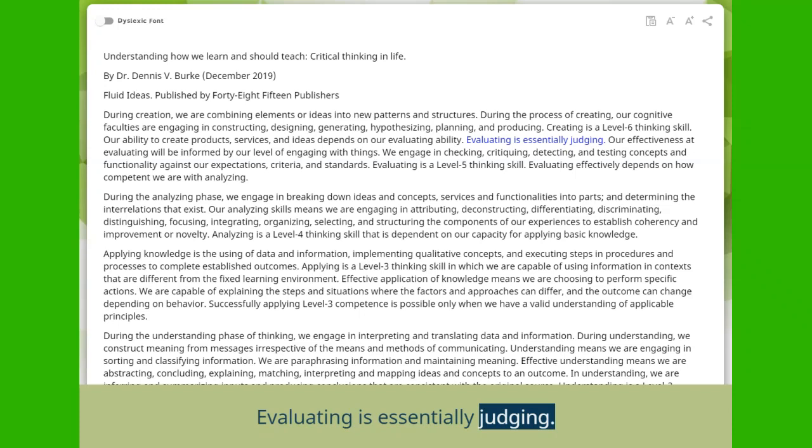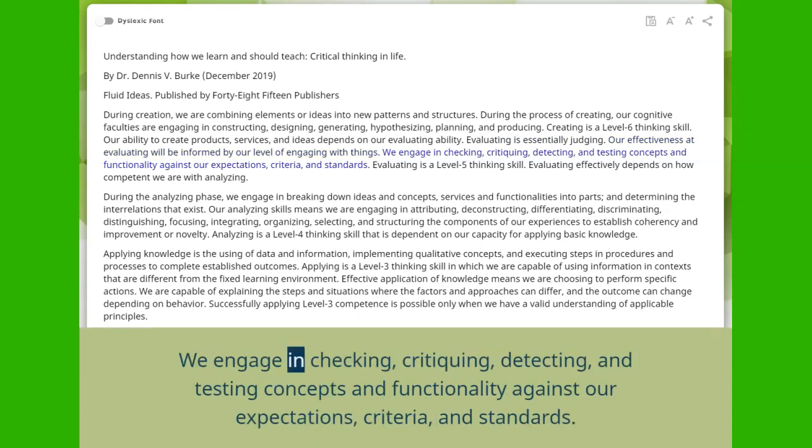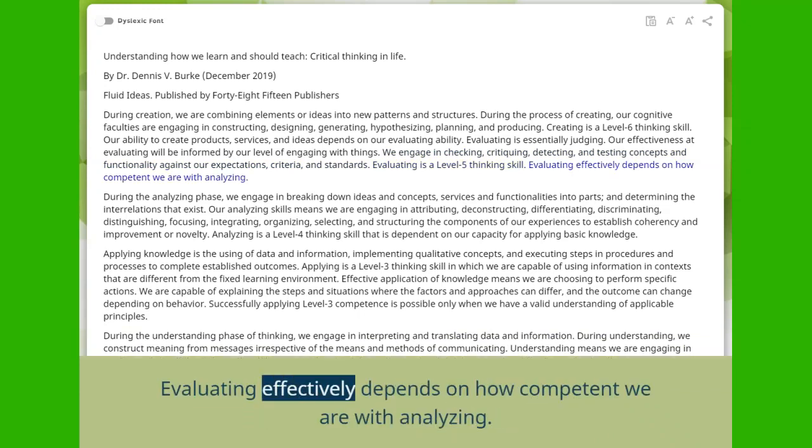Evaluating is essentially judging. Our effectiveness at evaluating will be informed by our level of engaging with things. We engage in checking, critiquing, detecting, and testing concepts and functionality against our expectations, criteria, and standards. Evaluating is a level 5 thinking skill. Evaluating effectively depends on how competent we are with analyzing.